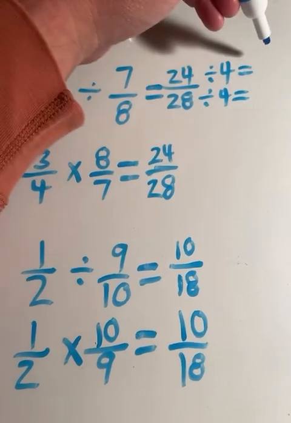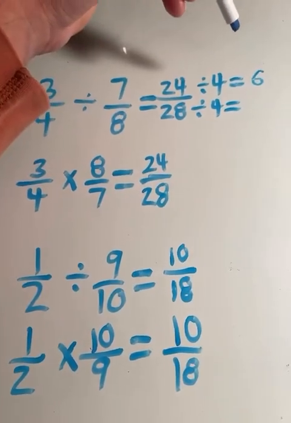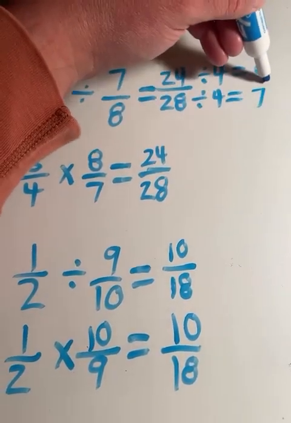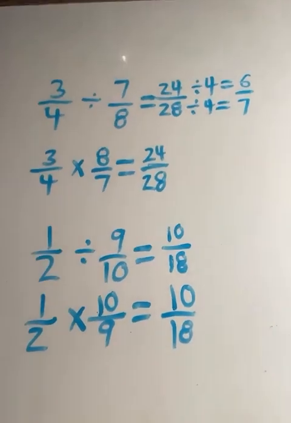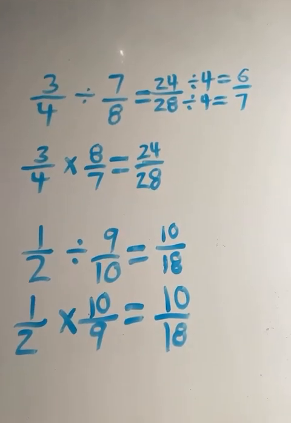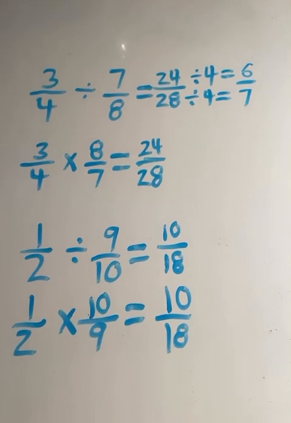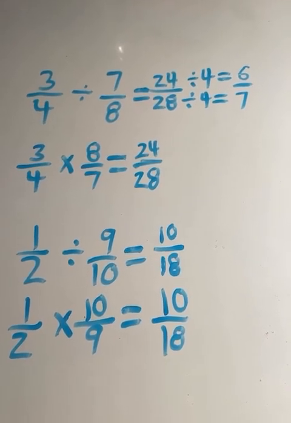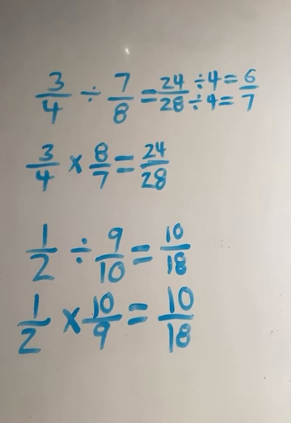24 divided by 4 equals 6. 28 divided by 4 equals 7. And we have our final answer. So 3/4 divided by 7/8 equals 24/28. 3/4 divided by 7/8 in lowest terms would be 6/7.